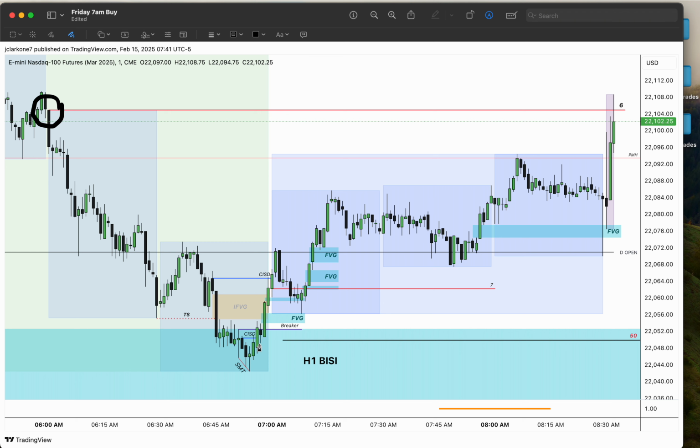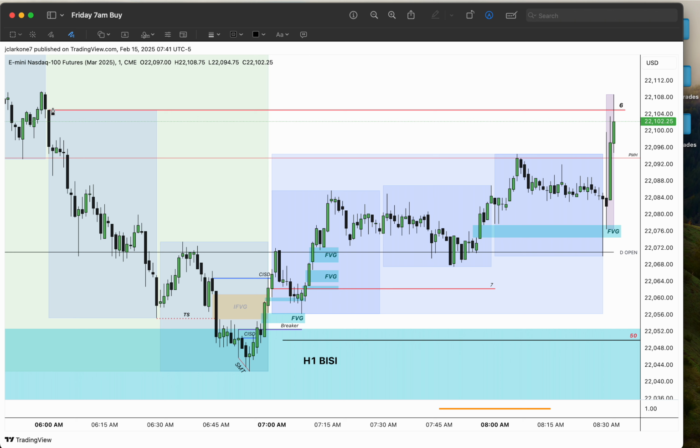So this one had some higher time frame stuff involved with the daily bias and all that. That's why I held it all day. But let's just focus on the trade from this H1 BISI here to the 6 a.m. open, because that right there is plenty, you know what I mean? That's 60 points or so.